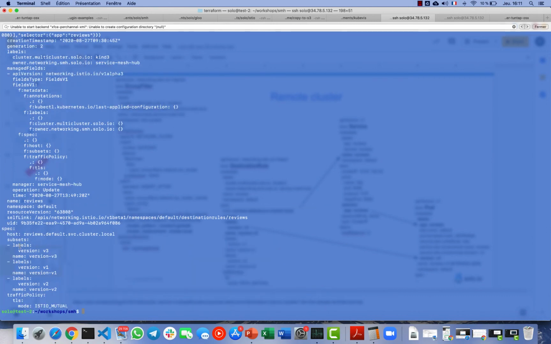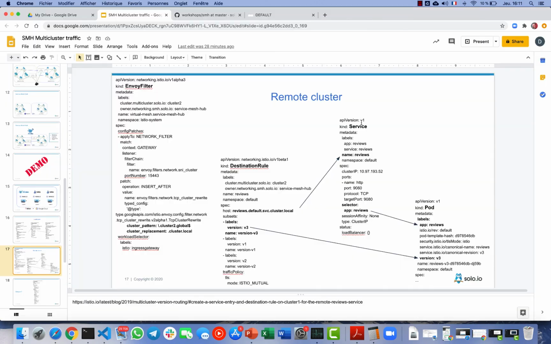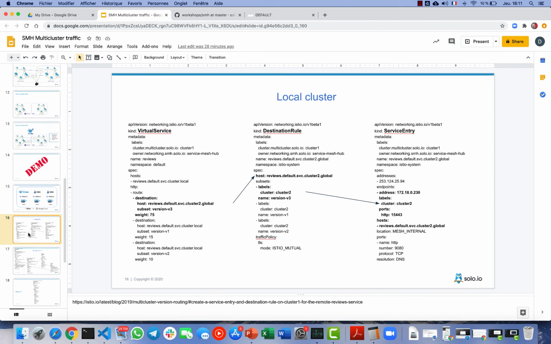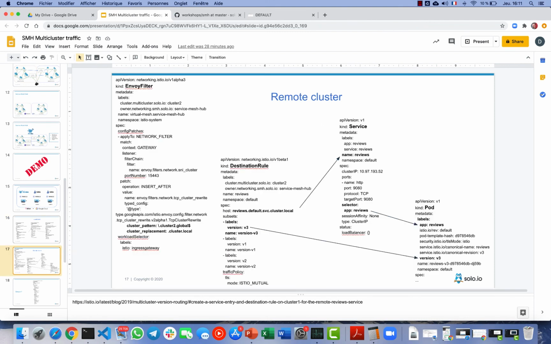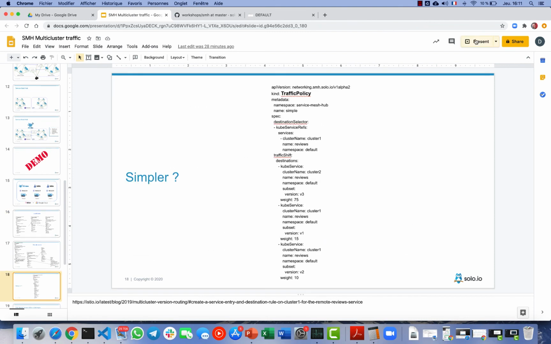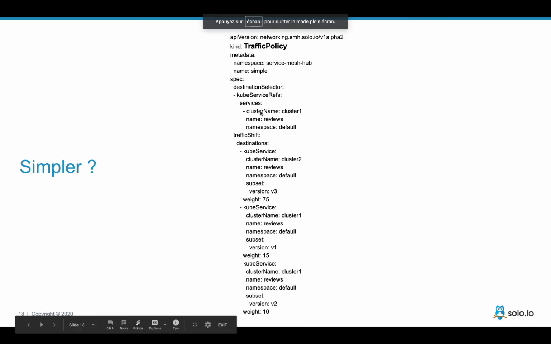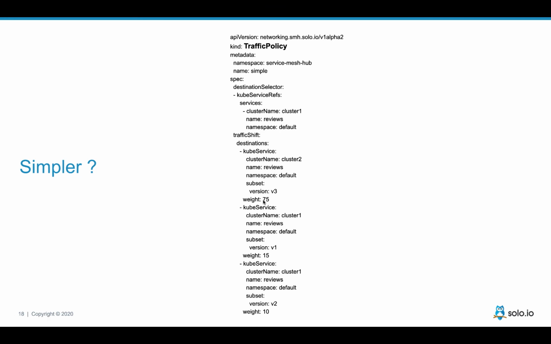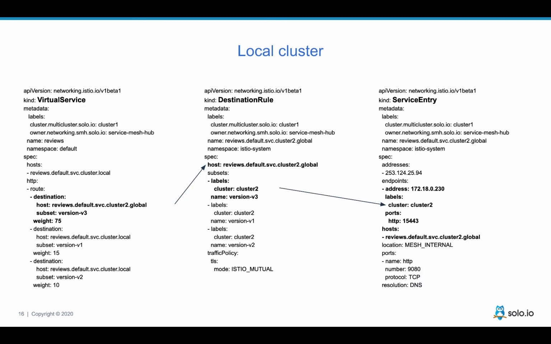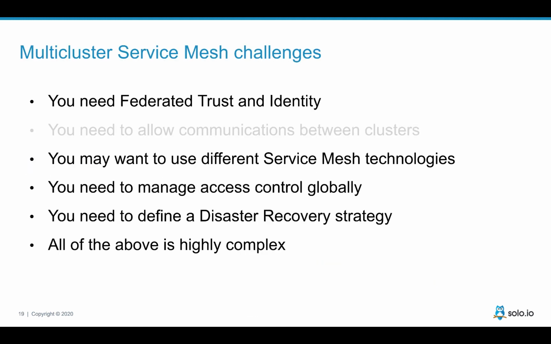We can see then how the subsets are defined. And you see they are defined with labels, traditional labels. These labels correspond to the labels of the service and the pod. So here it's really like the traditional way of doing routing in Istio. So we created all these complex rules just by creating this traffic policy. That's simple, like just expressing what you want to do in one object, and everything is done for you by the Service Mesh Hub.